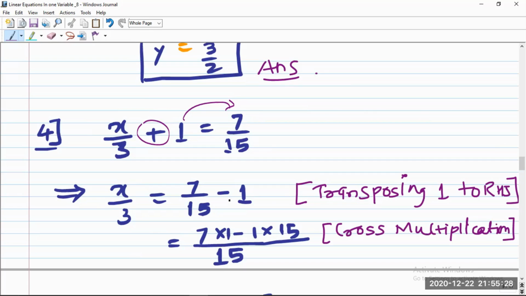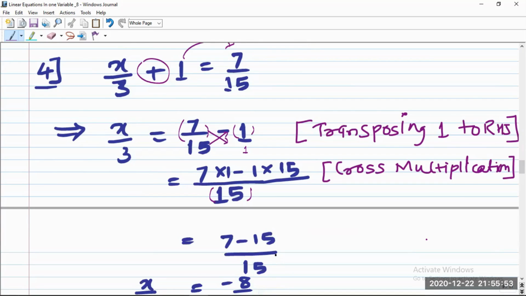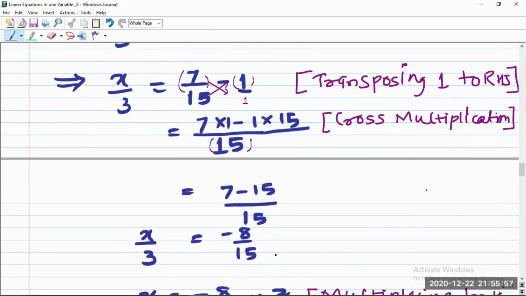And 7 by 15 minus 1, this one is a rational number, this one is a 1 only. So we need to simplify, we need to take LCM as 15 and take cross multiplication. So here 1 means it is only 1 by 1, so take cross multiplication, 7 into 1 and 15 into 1. So 7 into 1 minus 15 into 1 divided by 15, or simplifying it, it will give us 7 minus 15, or minus 8 by 15 is x by 3.